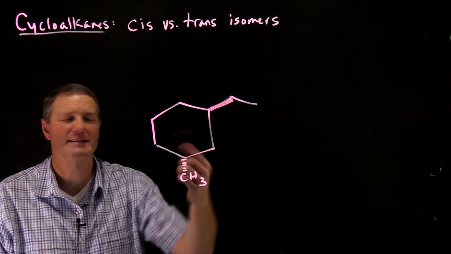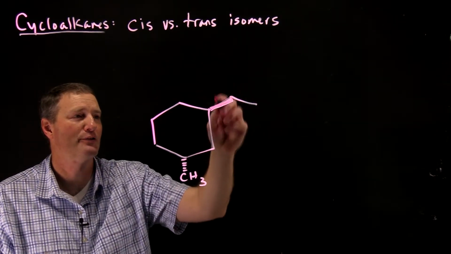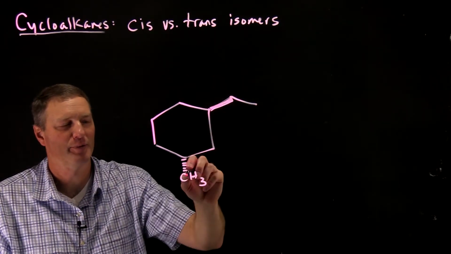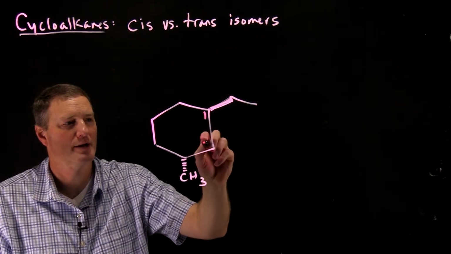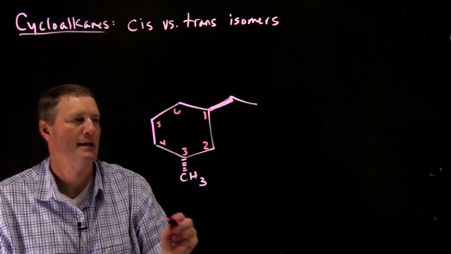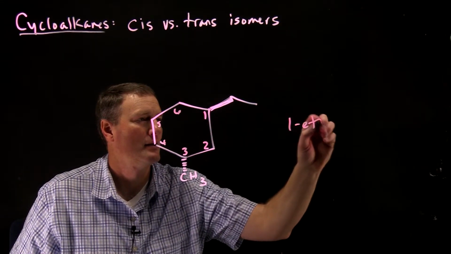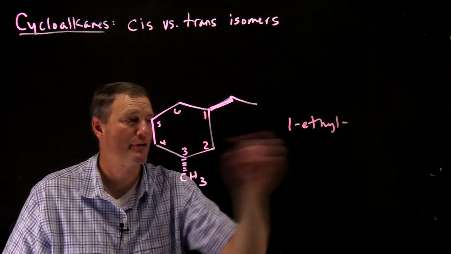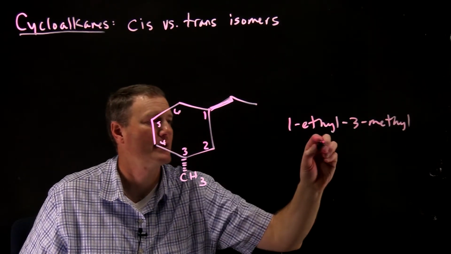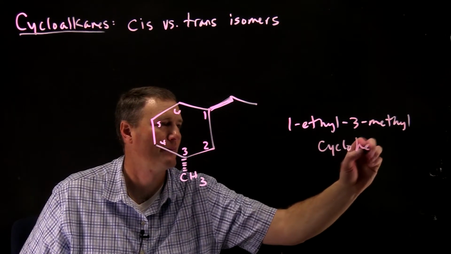So first off, we have to decide how we're going to name and number the ring. Well, here we have an ethyl substituent, CH2, CH3, and here we have a methyl. Ethyl comes before methyl, so we would number this one 1, 2, 3, 4, 5, and 6. So the name is going to be 1-ethyl, and then we have a 3-methyl, cyclo, don't forget the cyclo, I have a 6-membered ring, hexane.